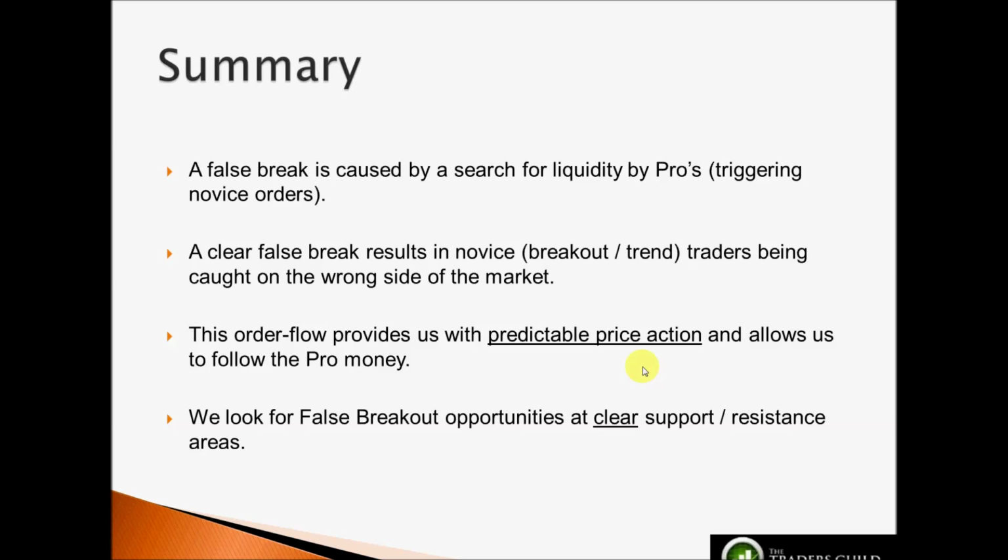So a quick summary on that. A false break is caused by the search for liquidity. A clear false break involves traders being caught on the wrong side of the market, i.e. the breakout traders. This leads to predictable price action and allowed us to follow the institutional and professional money. We're looking for false breakout opportunities that clear support resistance areas, and I mentioned why. I'm not going to get into more than that at this stage.